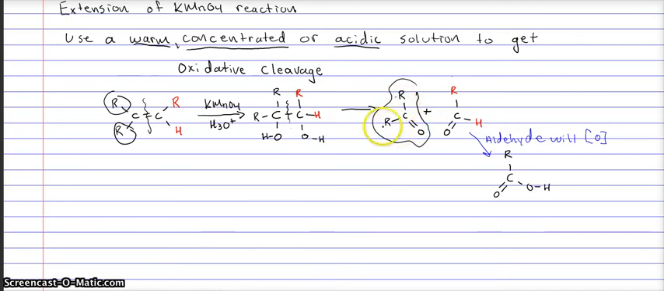Here's our two R groups. On the right side we have an R and a hydrogen. This forms an aldehyde because we have a hydrogen directly attached to a ketone. The aldehyde is very reactive, and in this acidic solution, this will oxidize to a carboxylic acid. So we'll write out carboxylic acid.